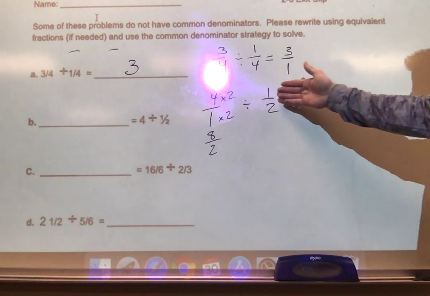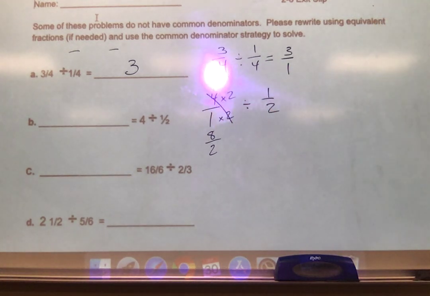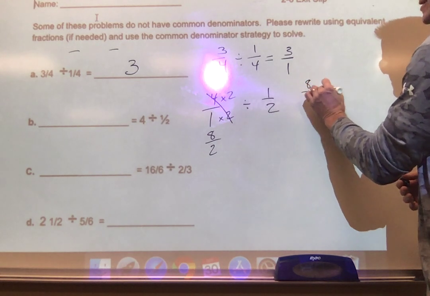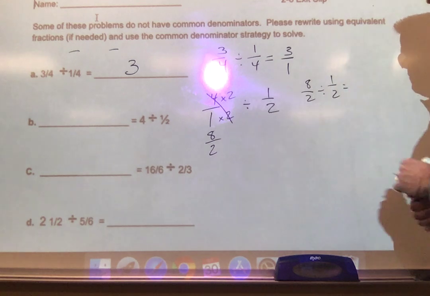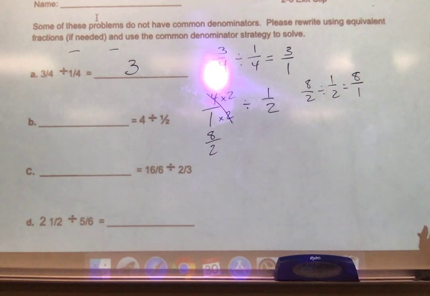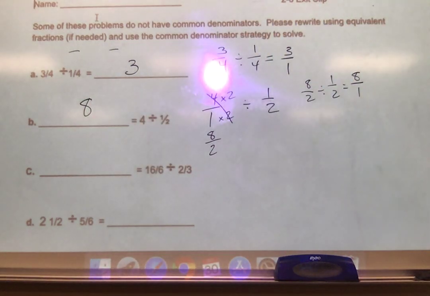Again, say it backwards. How many 1/2 make 8/2? And the answer here would come up 8. Or I could divide across, and I'll rewrite it here so we can see it a little better. 8 divided by 1 is 8, and then 2 divided by 2 is 1. So we get that answer of 8. And the common denominator strategy is just a little different way to think about it here.